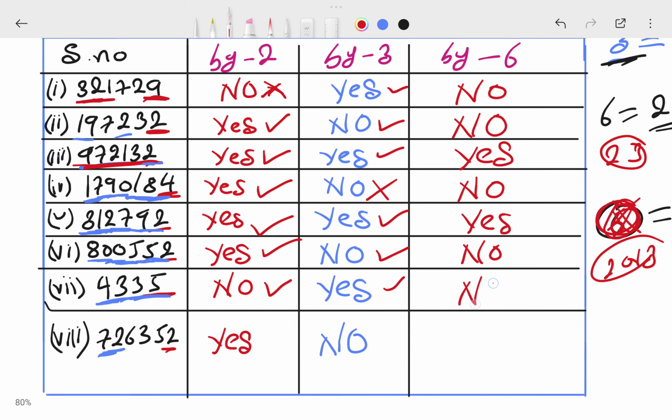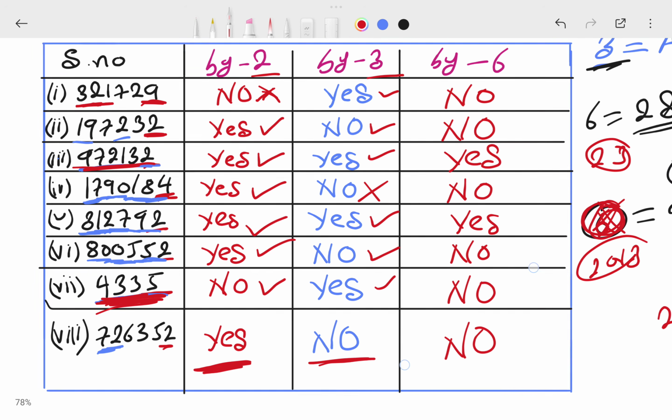Okay, so it is going to be no. Why? Because it is not divisible by 2 but it is divisible by 3. This number is divisible by 3 but not 2, so that's why it is not divisible by 6. Now this is divisible by 2 but not by 3, so it is not going to be divisible by 6. Okay, now for dividing by 6, the number has to be divisible by both 2 and 3.